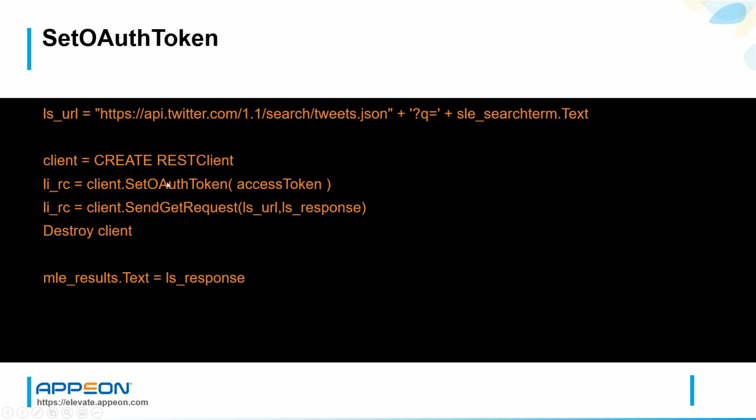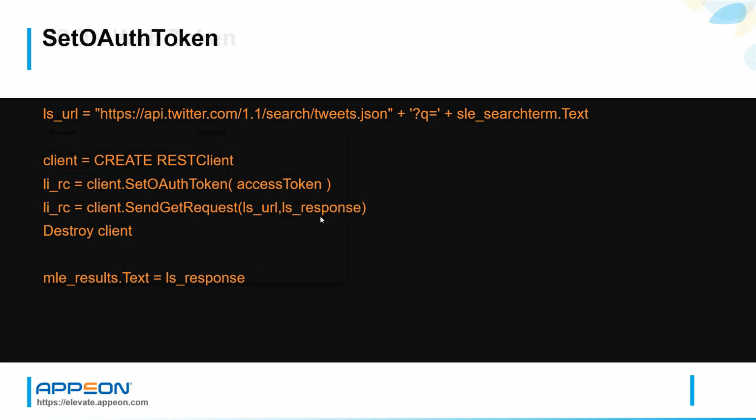And then that was my original request for the token. This is my method now where I'm going to actually do my request for data, and all I do is just before I make that call, I do the set OAuth token and give it the access token that we got earlier.